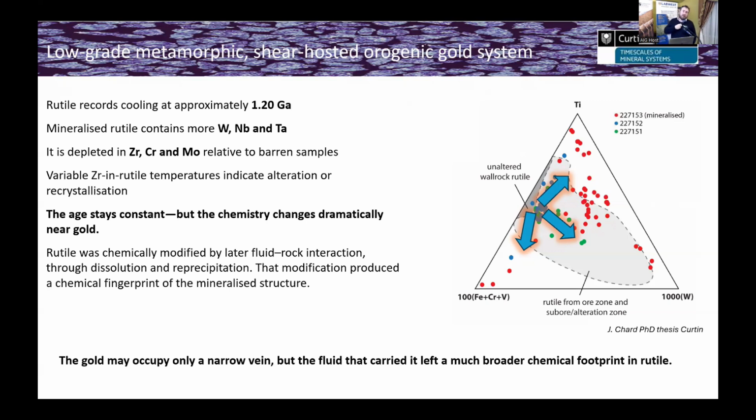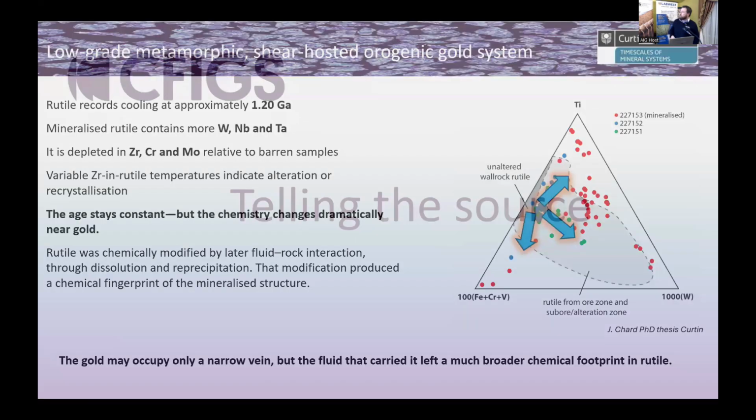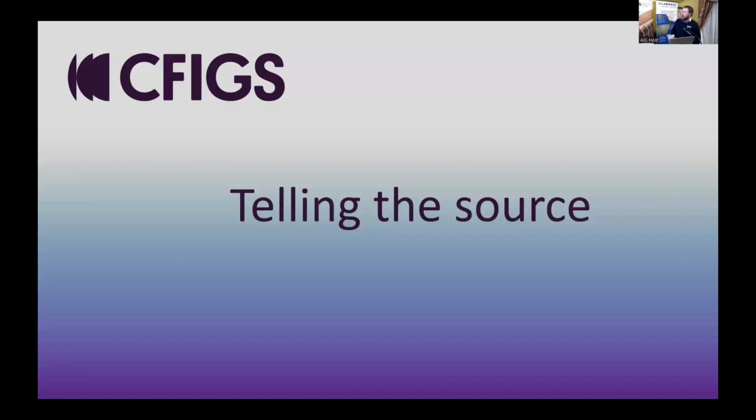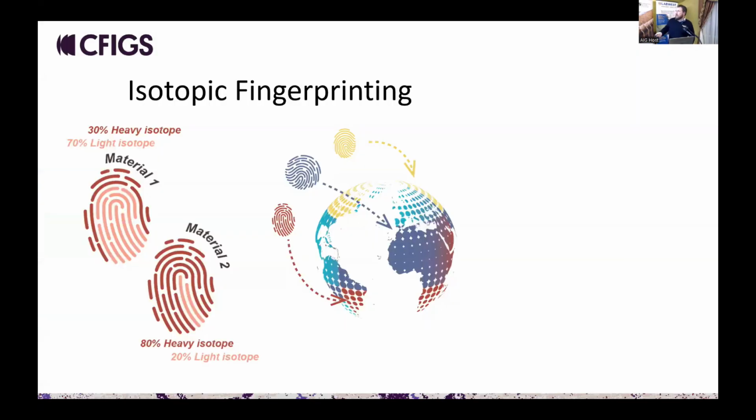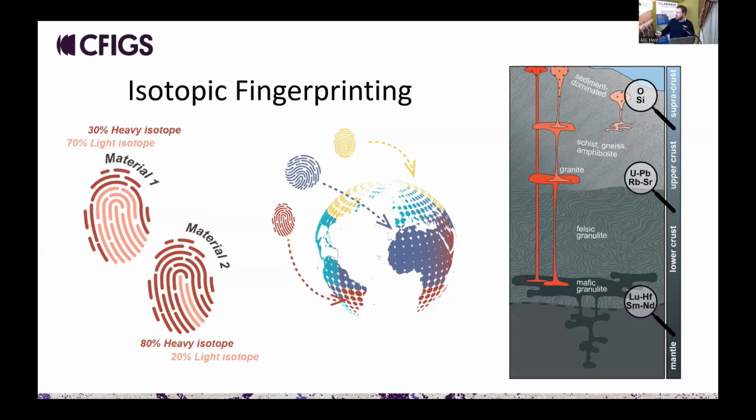And it also tells us that stage 2 mobilization of gold is quite widespread along the Albany-Fraser Orogen, which is pretty important. Okay, that's telling the time. What about telling the source? You remember when I said at the start that geochronology is about time. When that doesn't work, we can maybe tell where something comes from. So it's like this isotopic fingerprint, this indelible signature.